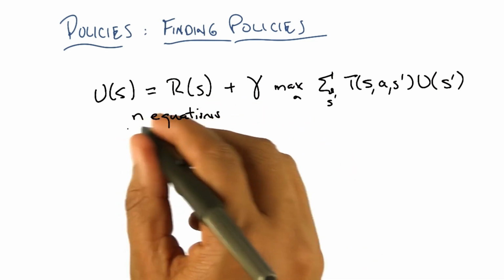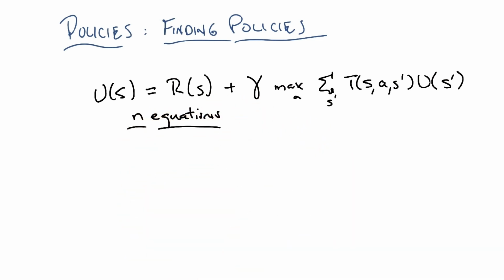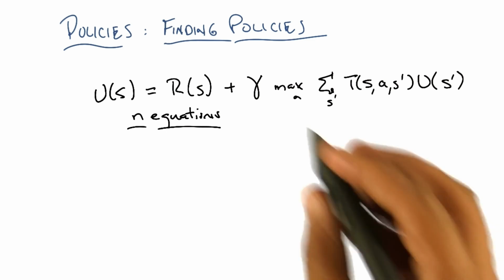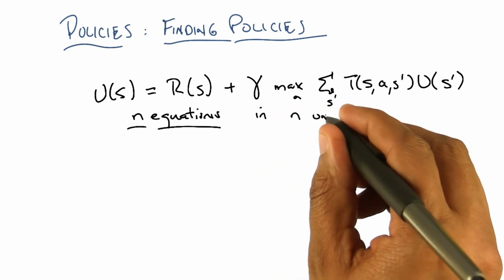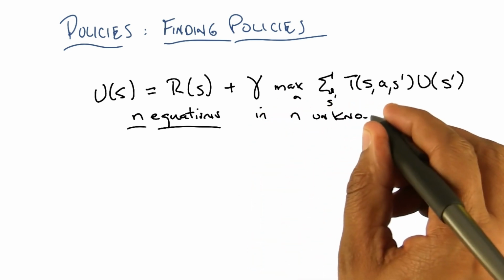How many unknowns are there? Well, we have a U. The R's are known. The T's are known. The only thing that's missing is the U's, and there's N of those as well. So there's N equations, N unknowns. So we're done. Yes, because we know how to solve N equations and N unknowns, right?